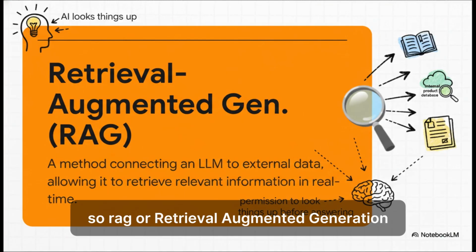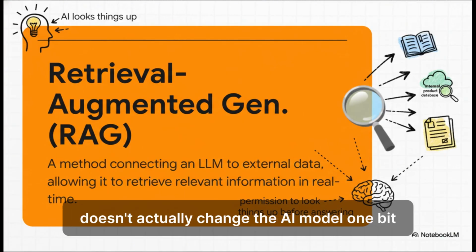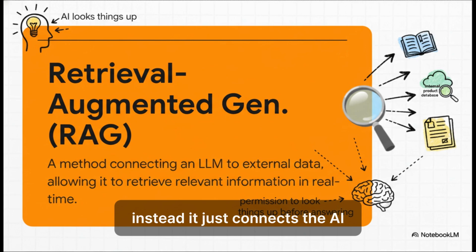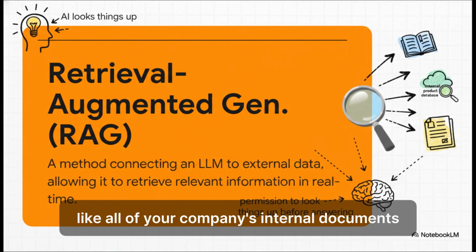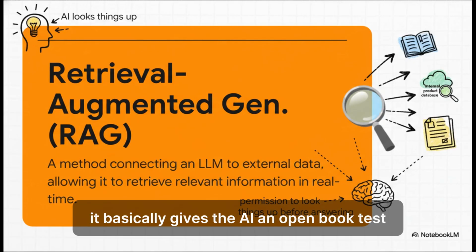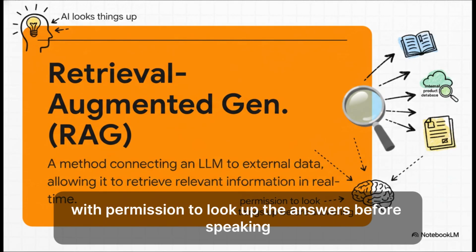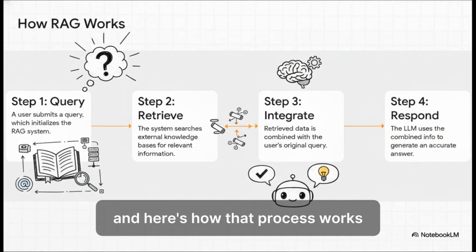So RAG, or retrieval augmented generation, doesn't actually change the AI model one bit. Instead, it just connects the AI to an external library of information, like all of your company's internal documents or a live product database. It basically gives the AI an open book test, with permission to look up the answers before speaking. And here's how that process works in real time.